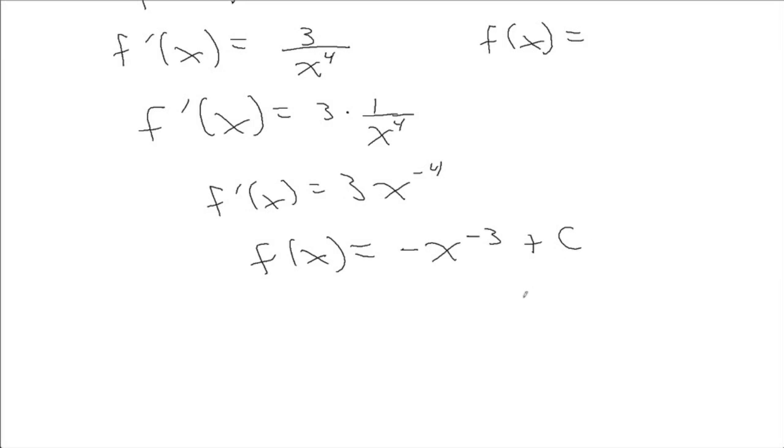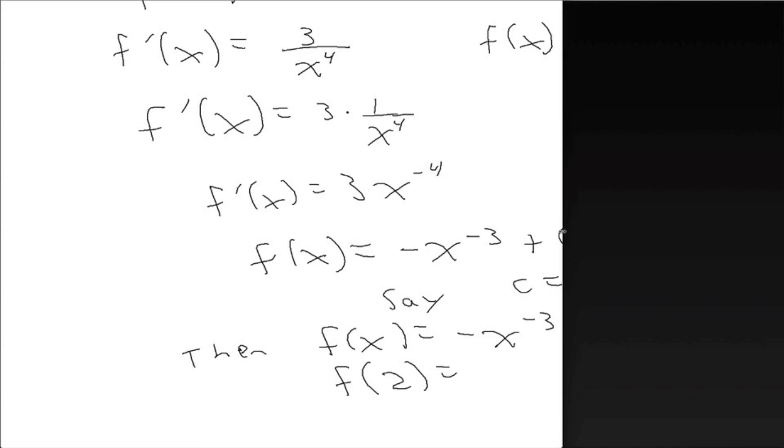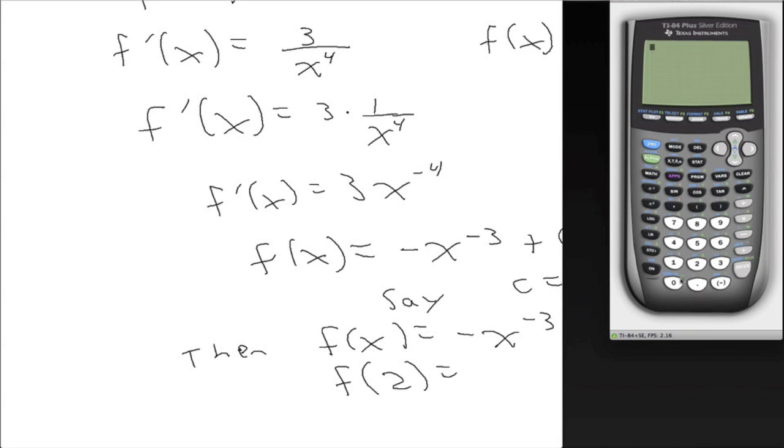Okay, so then you got that your answer was this. Let's say that c happens to be 0. Then f of x would be negative x to the negative 3. So use your calculator to calculate this. You can talk me through what you're typing in as you go.